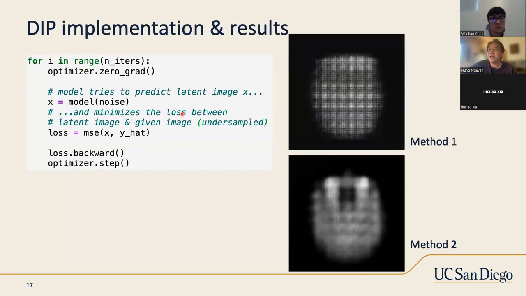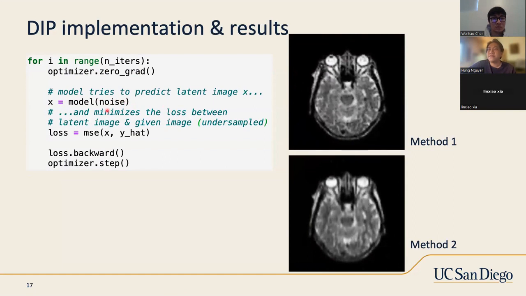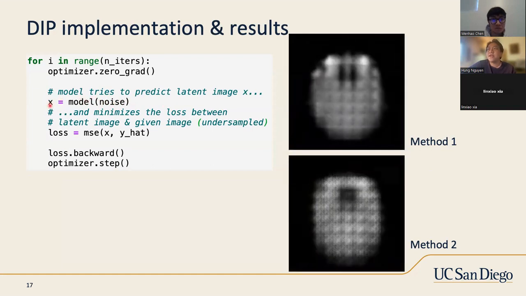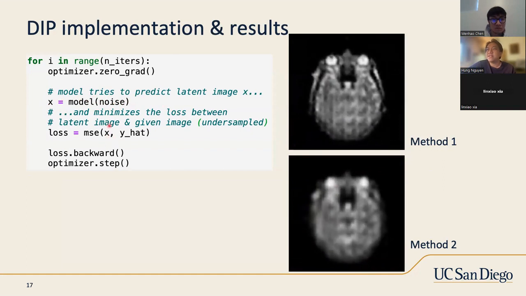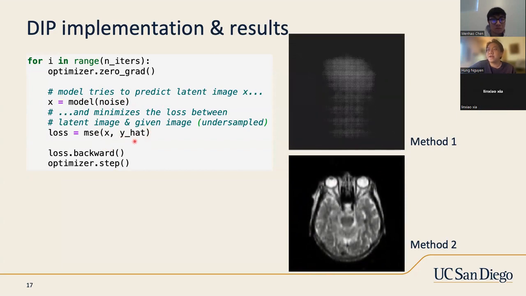So this is a rough pseudo code. First, we will generate some noise, and we will do a forward operation on the noise, and we'll get the output. And then we will try to minimize the loss between the output and I hat, which is the corrupted image.